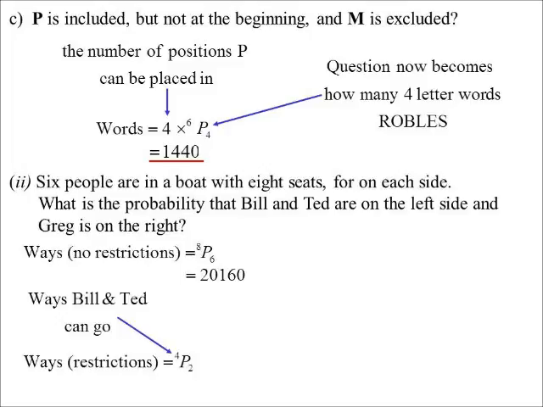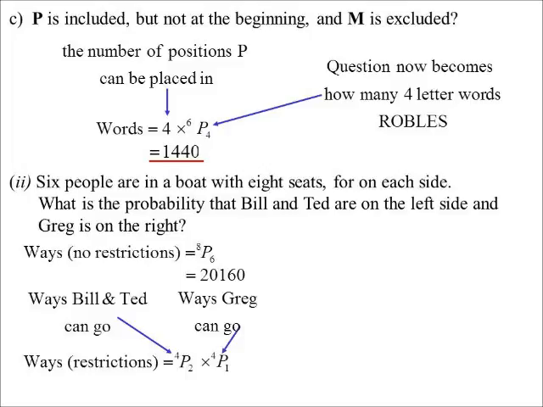Now let's look after the restrictions. Bill and Ted have come along and said, hey, we've got to be on the left side. There's only 4 seats on the left-hand side that they can select from. Going to use 2 of them. So 4P2. But now Greg comes along and says, well, if they're on the left side, I want to be on the right side. There are 4 seats on the right side, going to use 1 of them. So 4P1.